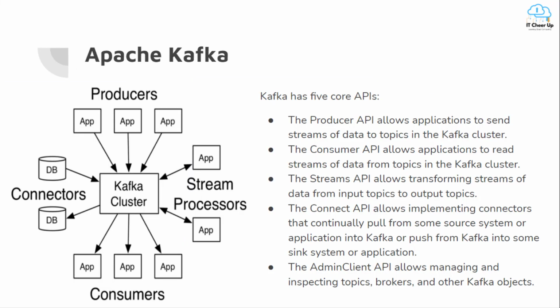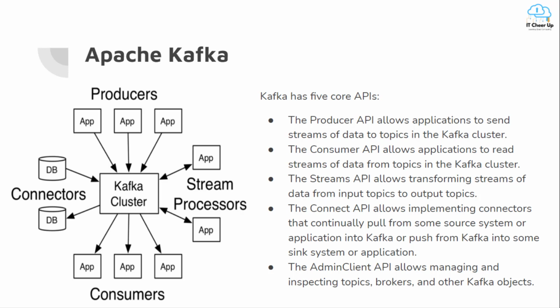From the API architecture standpoint, Kafka has 5 core APIs. The Producer API allows applications to send streams of data to topics in the Kafka cluster. The Consumer API allows applications to read streams of data from topics in the Kafka cluster. The Streams API allows transforming streams of data from input topics to output topics.